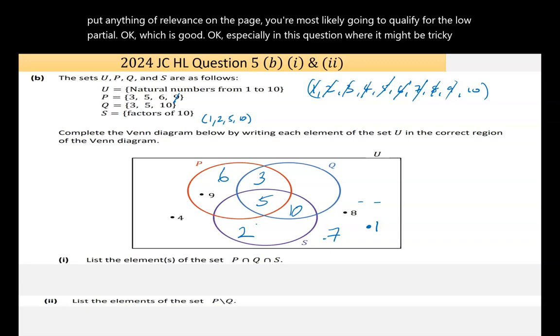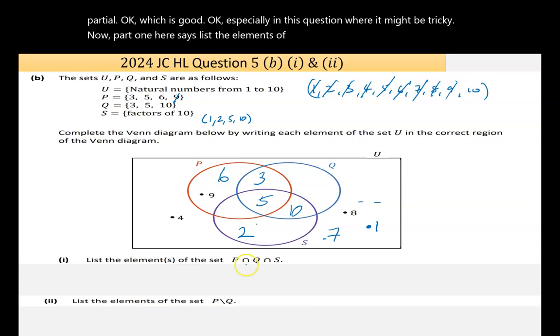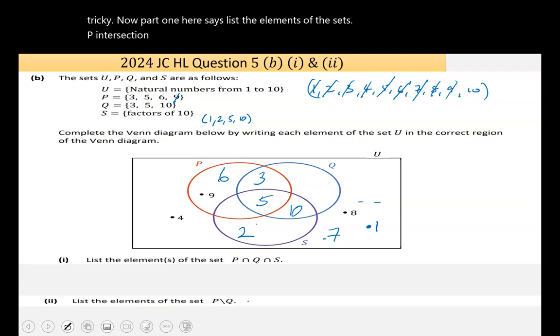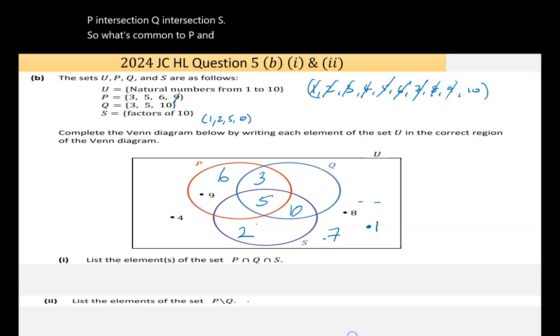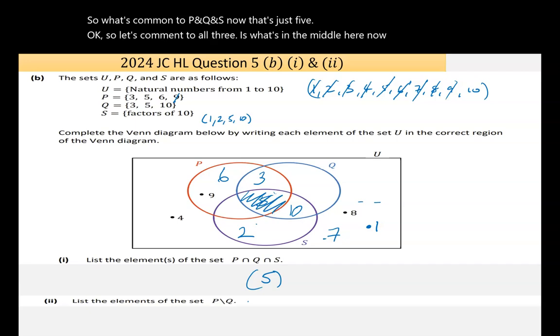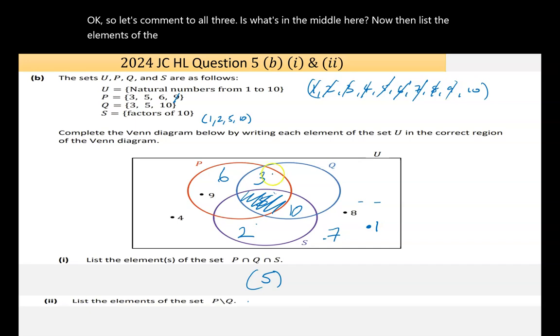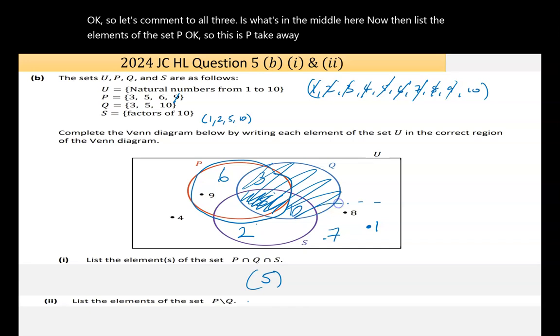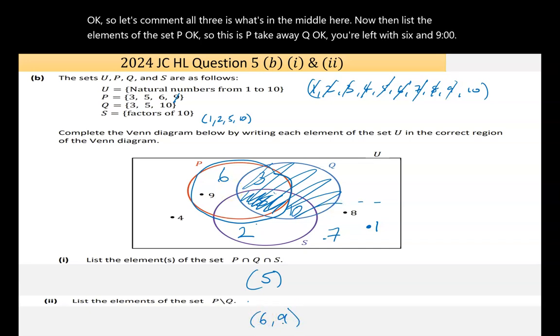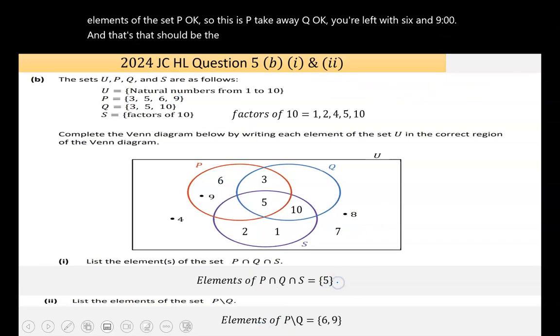Now, part 1 here says list the elements of the sets P intersection Q intersection S. So what's common to P and Q and S? Now that's just 5. So what's common to all three is what's in the middle here. Now then list the elements of the set P, so this is P take away Q. You're left with 6 and 9. And that's that. So that should be the answers, 5 and 6, 9.